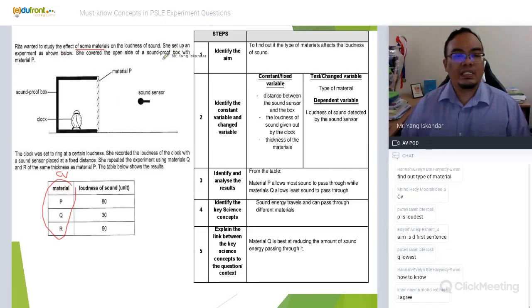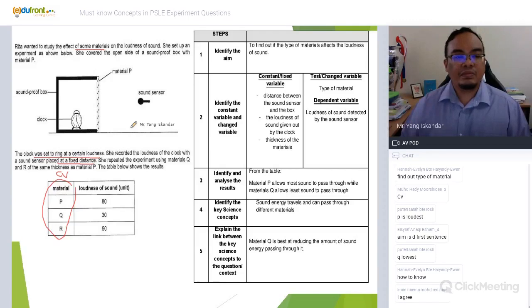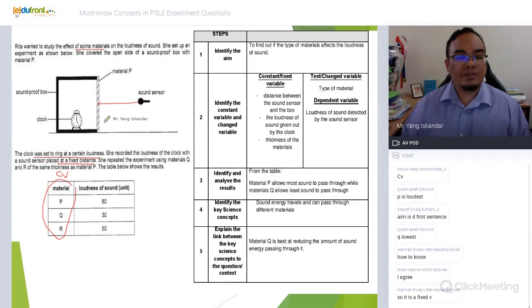She covered the open side with a soundproof box with material P. Okay, and there's a sound sensor here. So the clock was set to ring at a certain loudness. She recorded the loudness of the clock with the sound sensor placed at a fixed distance. So again, this is the fixed variable, right? The distance from the sound sensor to the material must be fixed. Otherwise, it's not a fair test.